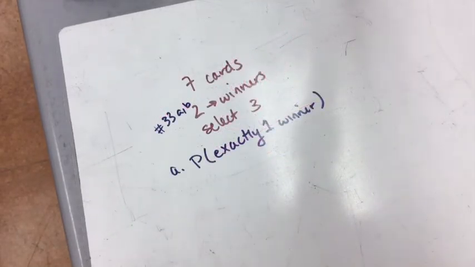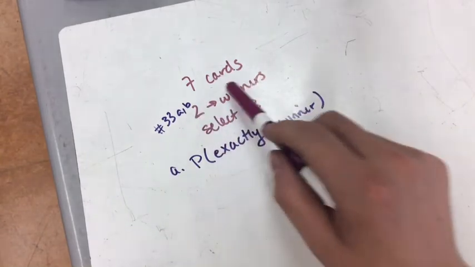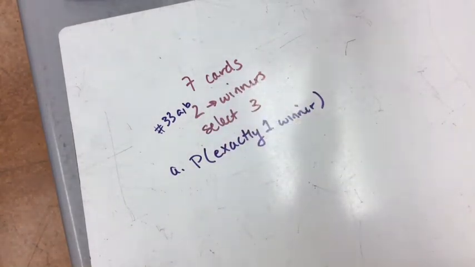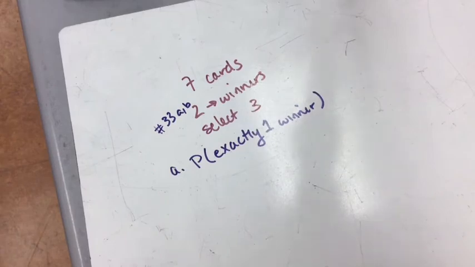Okay, this is number 33, and I'm only going to do part A and B. What it says is that there are 7 cards. 2 of them are selected as winners. What they are, we don't care. We just know that there are 2 winners inside of this 7-card deck. And we're going to select 3 cards at a time.